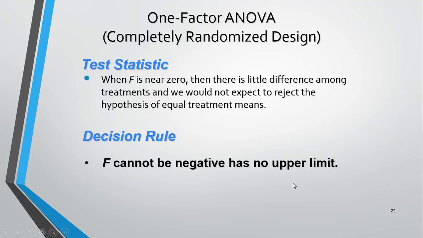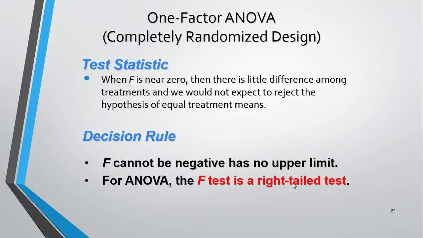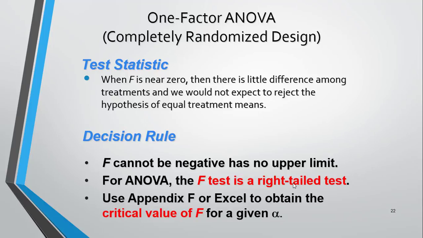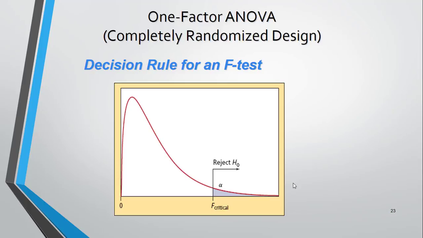When F is near 0, there's little difference among treatments, so we do not expect to reject the hypothesis. F cannot be negative and has no upper limit. For ANOVA, the F test is a right-tailed test, and you can use Appendix F or Excel to obtain the critical value of F for a given level of alpha. Now this is the F distribution, the F curve.